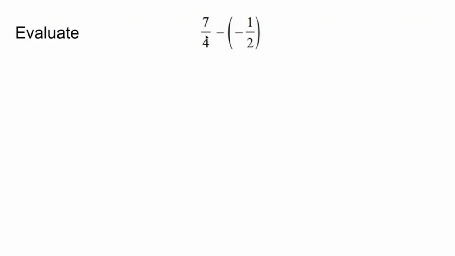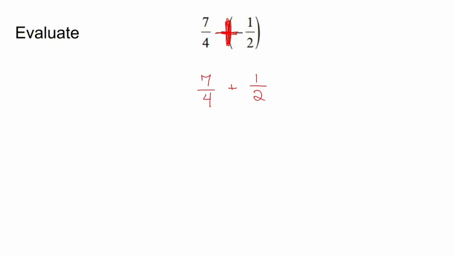Evaluate. Ooh, gross, a fraction minus a negative fraction. Ooh, and double gross. I have different denominators. This is what I'm going to do before I deal with those denominators. See that negative of a negative? Just make it a positive, right? Whenever you have a double negative, make it a positive. So now I have 7 over 4 plus 1 over 2.